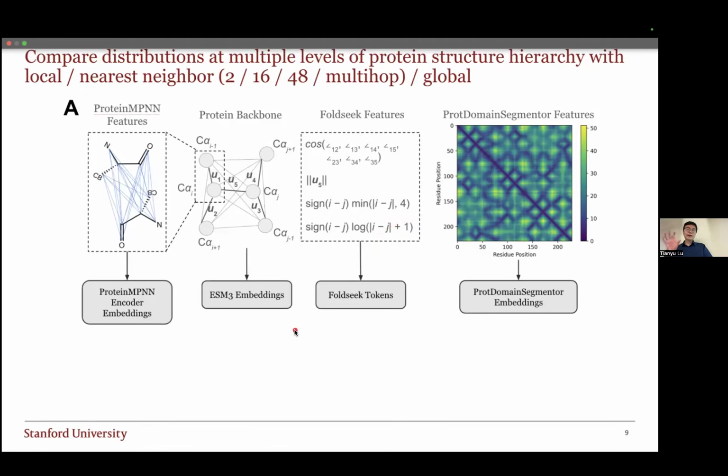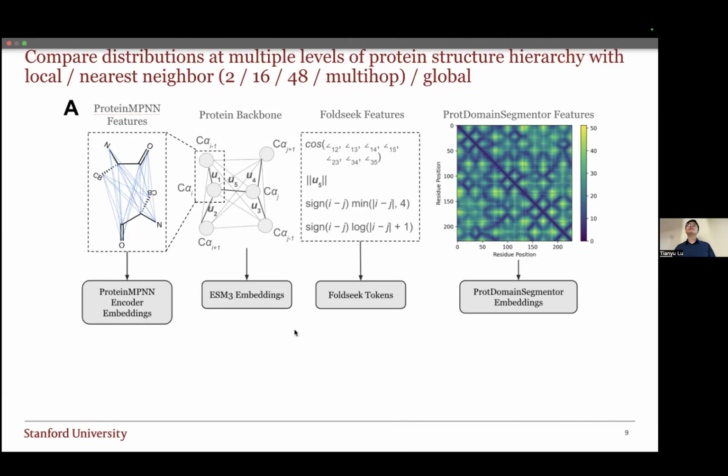To dive into this a bit deeper, we take inspiration from one of the papers from Kevin Yang's group, EvoDiff, where they used protein language model embeddings to look at the sequence distribution between generated sequences and real sequences. We cast that into the protein structure case.